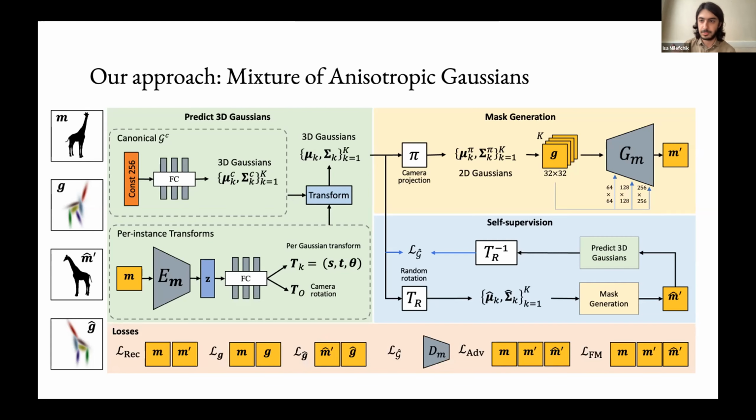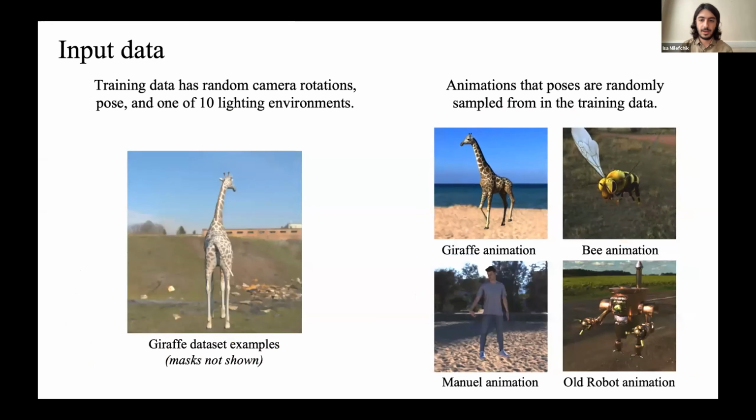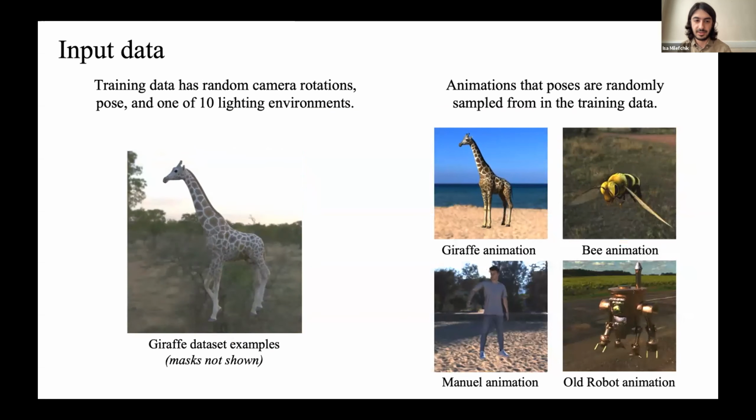And so here's a summary of our losses. We have a reconstruction loss between the input mask and the generated mask. We have a loss between the Gaussian densities and the input mask to make sure that they overlap. And we have a similar loss in our self-supervision step. We have an adversarial loss for our generated masks and a feature matching loss to make sure that we produce detailed, high quality masks.